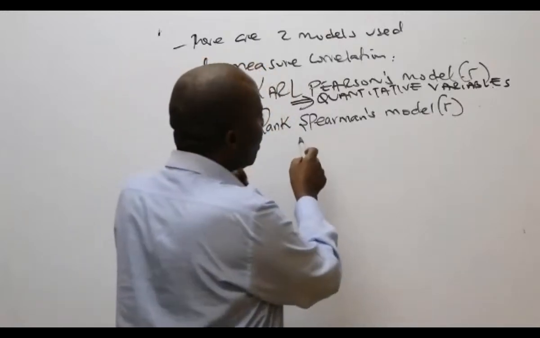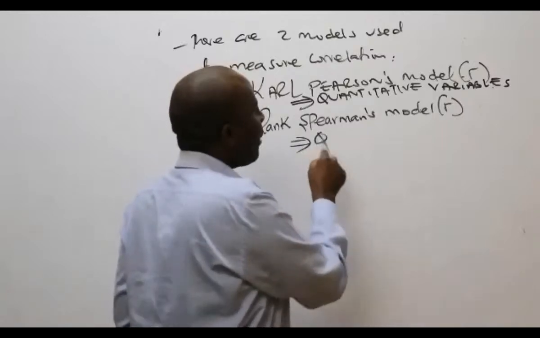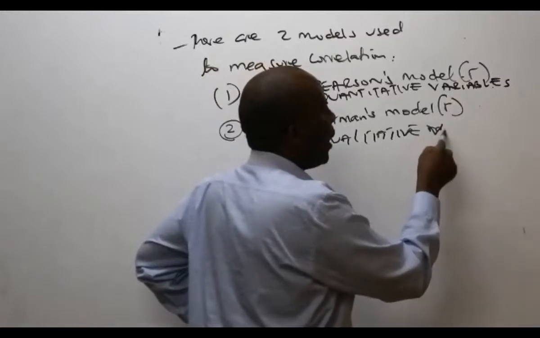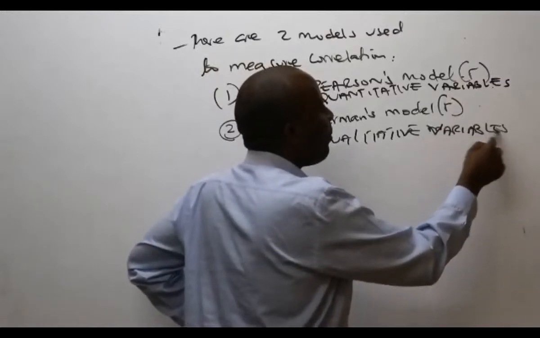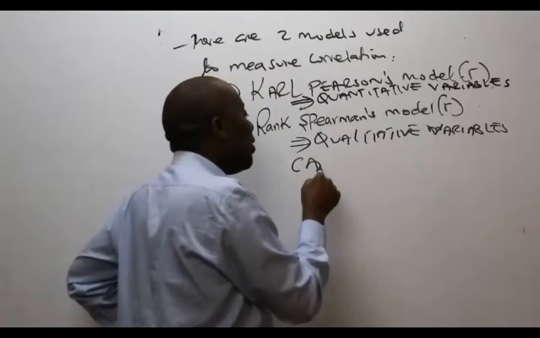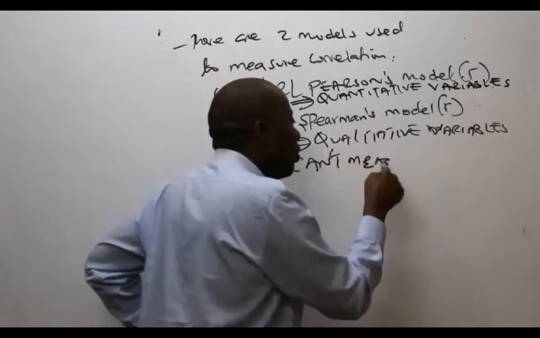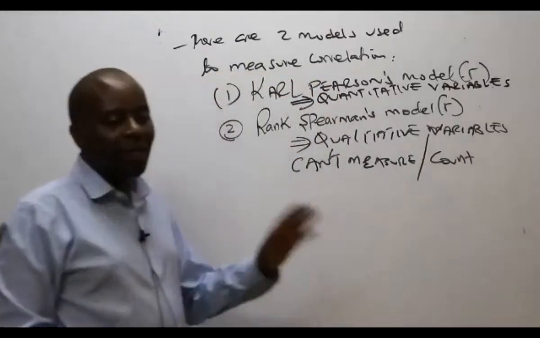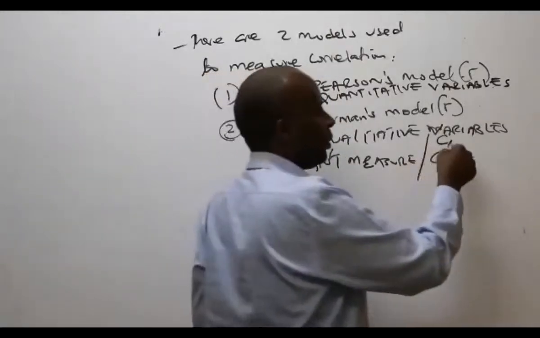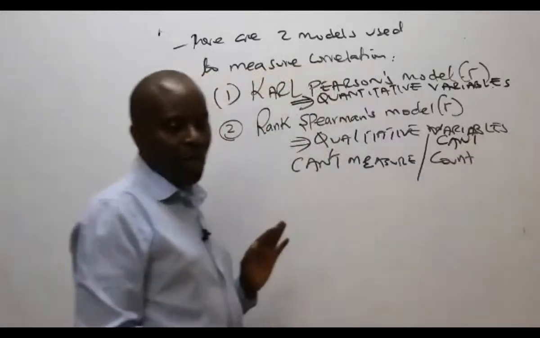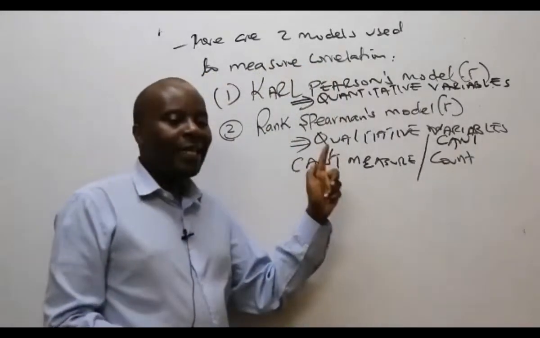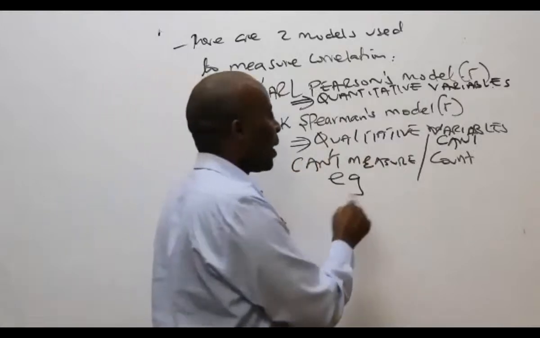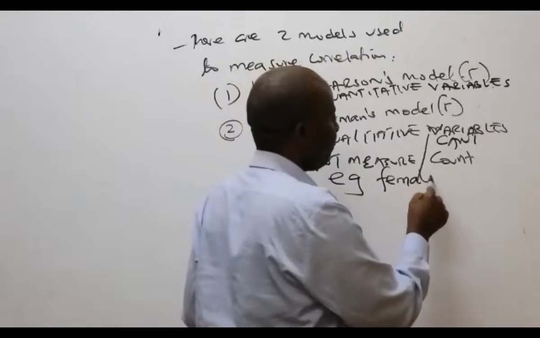How about Spearman's? We normally use the Rank Spearman's model, ladies and gentlemen, to capture what we call qualitative variables. Qualitative variables are those variables you cannot measure, you cannot count. Those variables that you can't measure, you can't count are called what here, somebody? Qualitative variables.